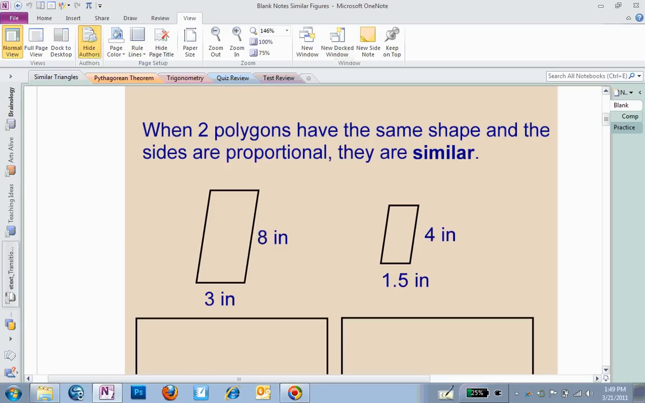We can see here that 4 times 2 equals 8, and that 1.5 times 2 equals 3. So the fact that each side of our little polygon can be multiplied by the same thing to get the corresponding lengths of the larger polygon lets us know that these two polygons are indeed similar.